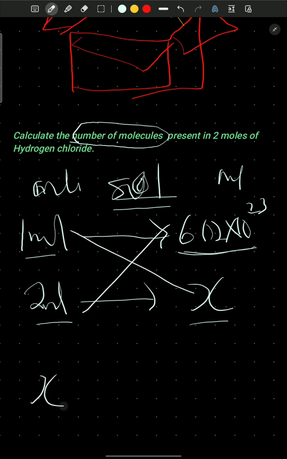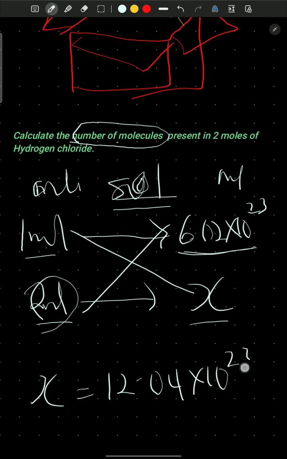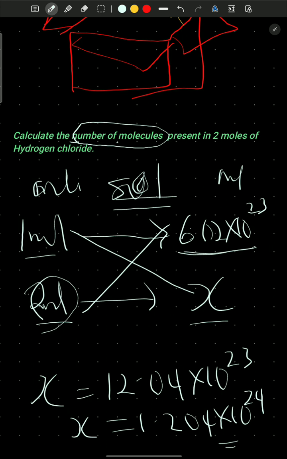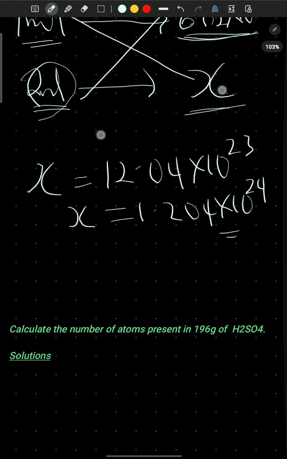So here you cross multiply. 1 times x will give you x. Then 2 times this will give you 12.04 times 10 raised to the power 23, which is the same thing as x equal to 1.204 times 10 raised to the power 24. So at the end of the day, if 1 mole produces 6.02, then 2 will produce 2 times of it. You can see how beautiful this question is. And how did I know that I will use 6.02 times 10 to the power 23? Because this is measuring Avogadro's particles or entities.